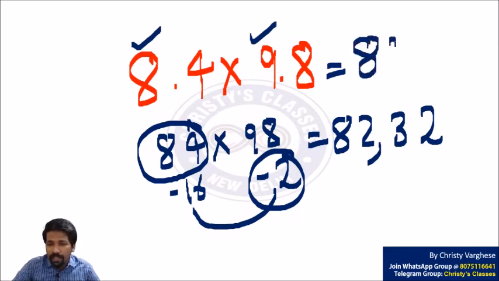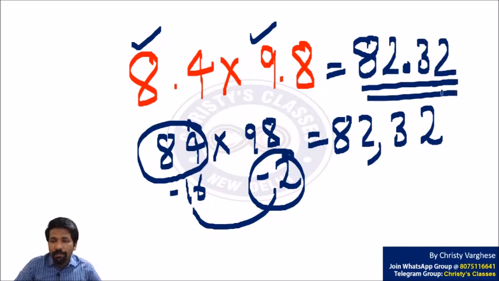So, the exact answer is going to be 82.32. Exactly, not approximation. Yeah, many people do 9.8 approximating it as 10. That will give you only an estimate answer. This is the exact answer. You can do even this calculation very simply in your mind.